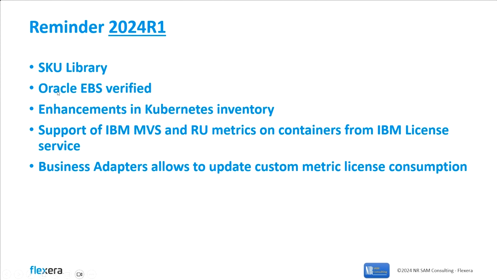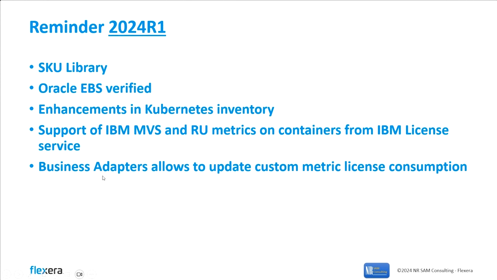The Flexera agent got EBS, or Oracle E-Business Suite, verified. So that's another big feature of 2024 R1. There were some announcements in the Kubernetes inventory, a lot. And IBM metrics, and RU metrics, resource units, on containers are now supported. So the container agent or the Kubernetes agent reads from the license service and can report these specific metrics, license consumption, directly into the Flexera license.